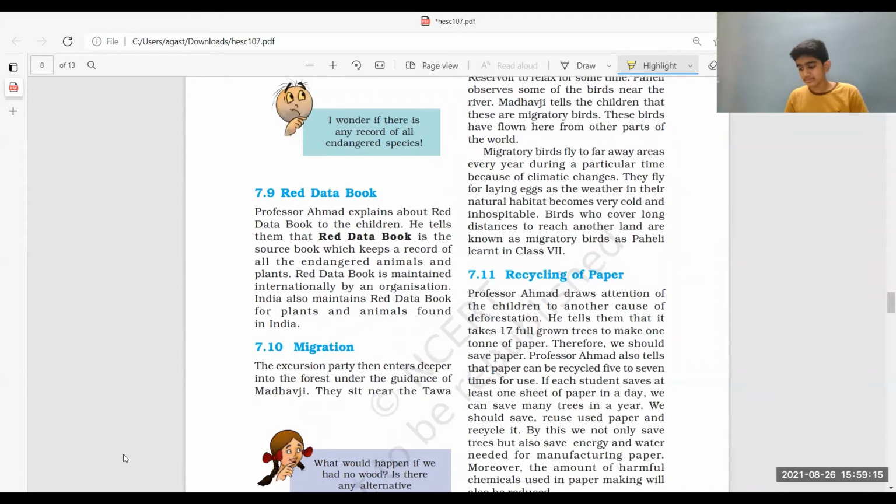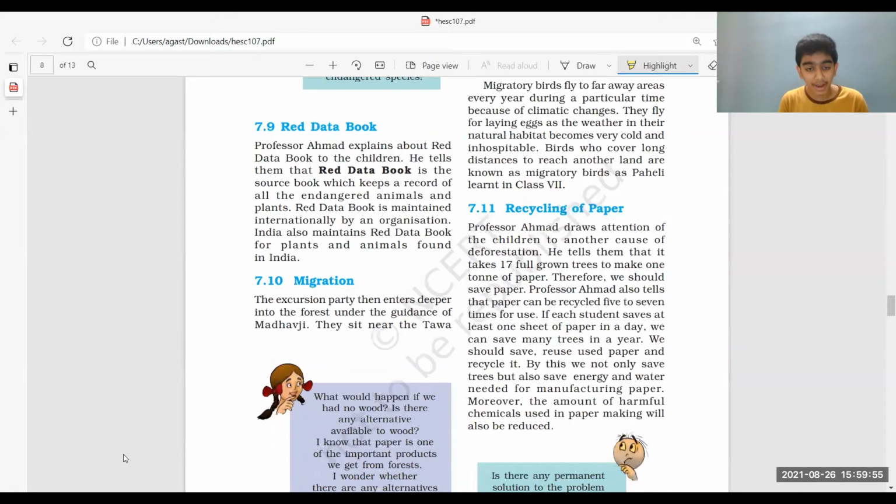Now, Red Data Book. Few biologists maintain a book. Red Data Book is a source book which keeps a record of all endangered animals and plants. It is maintained internationally by an organization, nothing like a local group. It might involve NGOs, but it is mostly international. And one more thing is that there is a Red Data Book for India, for plants and animals found in India. I hope you're clear with all the points in this.